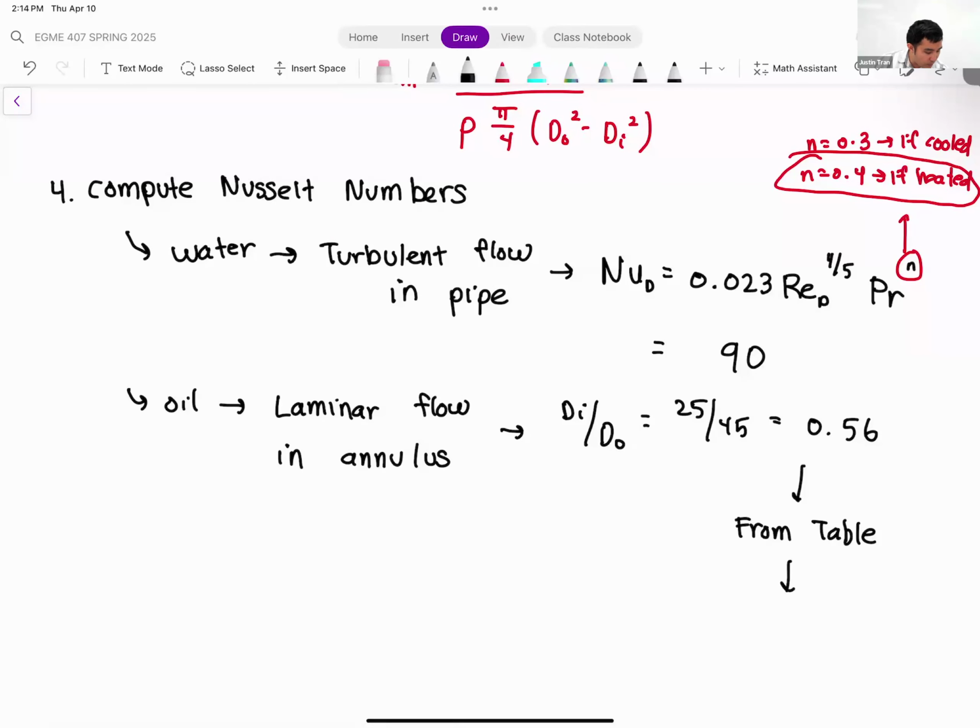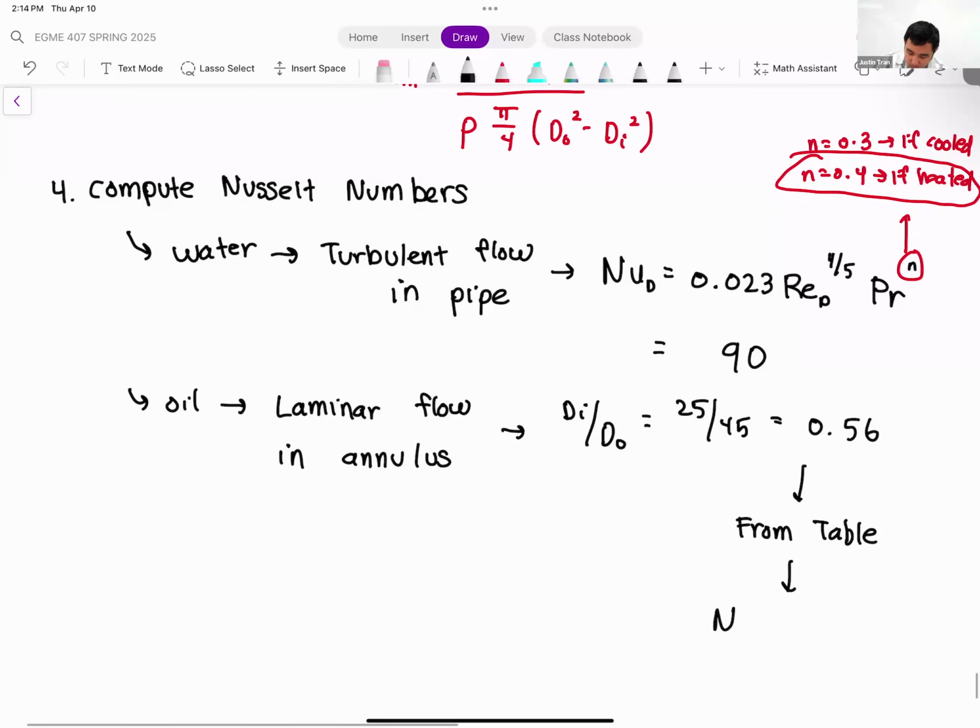And so from the table that we found earlier today, we get the Nusselt number. It doesn't quite fit into the table. So I think the table has an entry for 0.5 and 1.0. If you want it to be more exact, you could interpolate in the table. But we'll just say this is close enough to 0.5. And so our Nusselt number in this case is 5.74.